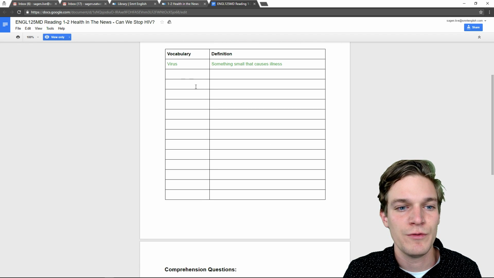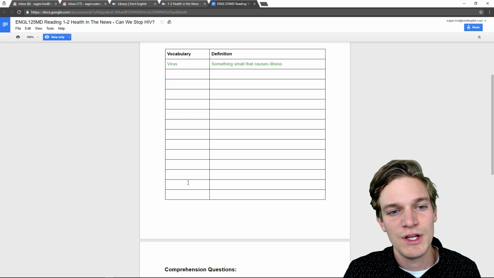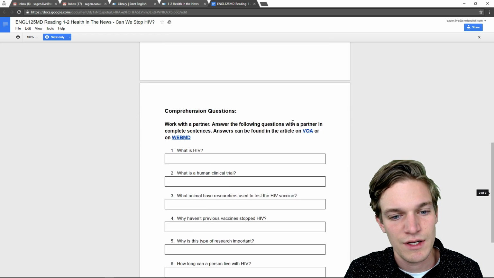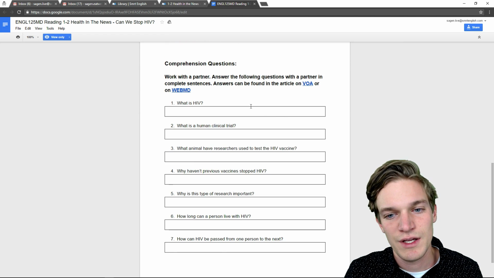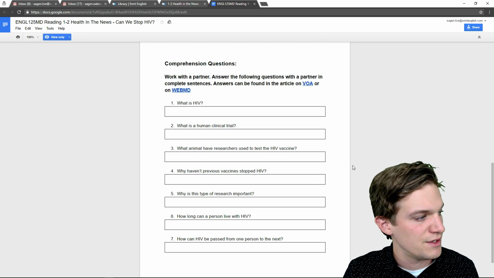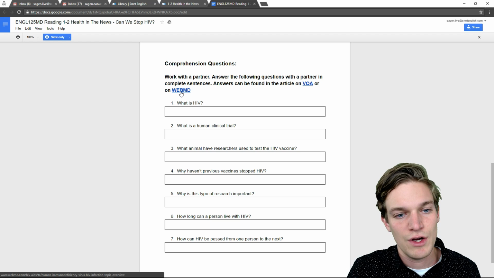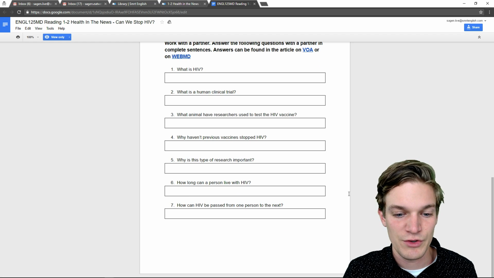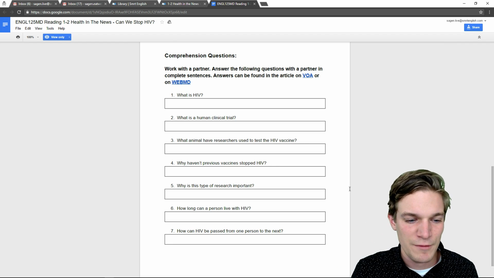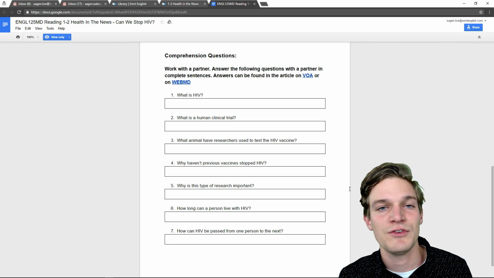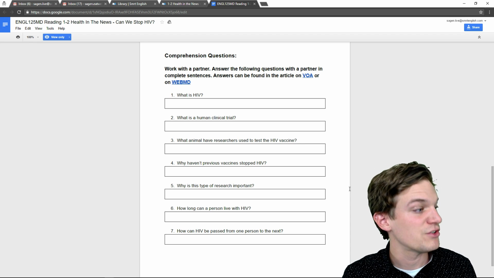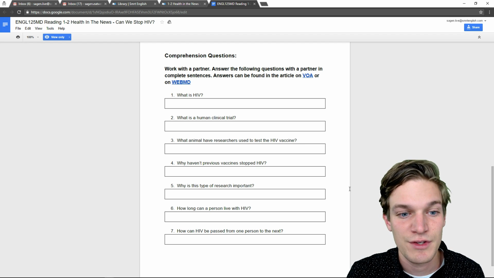The assignment was to find new vocabulary words from the reading and write their definitions, then to do the reading and answer these comprehension questions, and then look on a different website to do additional research to answer some of these questions. If you are registered for the class and you've not shared your homework with me, please do. If you're not registered for the class, you don't have to worry about this.